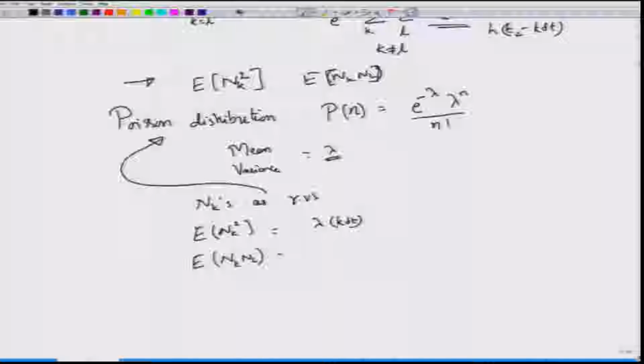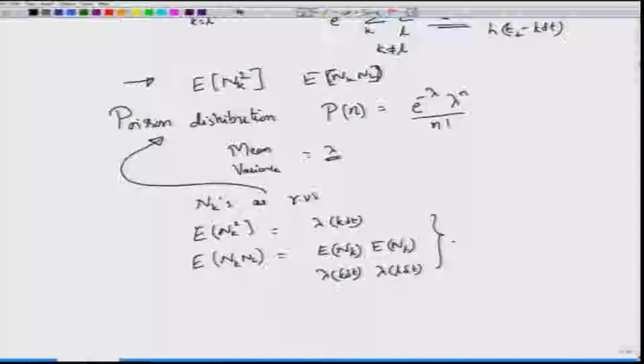Well, these are the ones which are independent Poisson random variables. Therefore, their expectation would be slightly different. So, the expectation here would be E of nk times E of nl. It would be independent random variables, therefore they would be the product of the individual expectations. So, this is lambda of k delta t and this is lambda of L delta t.